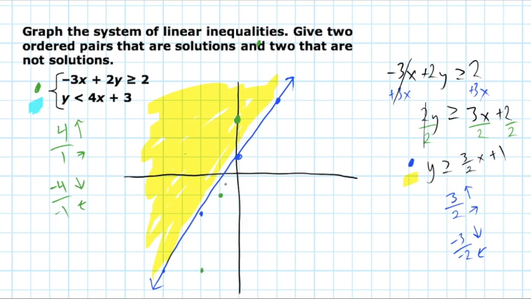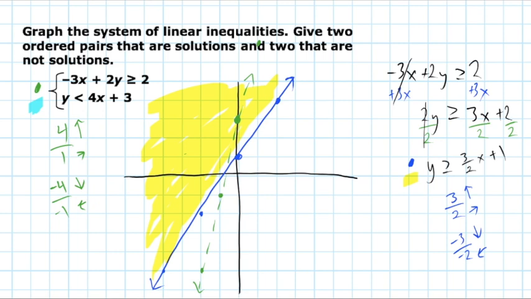And then now I can draw my line. I need to figure out if it's dashed or solid. So I do not have the or equal to. So this is going to be a dashed line. Again, don't forget your arrows at the end.